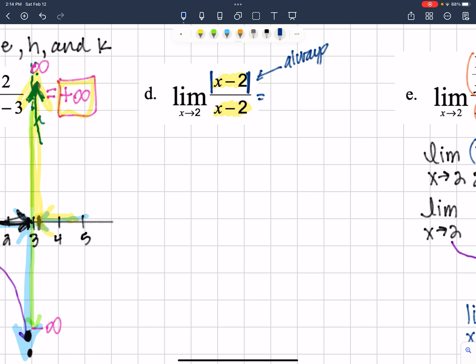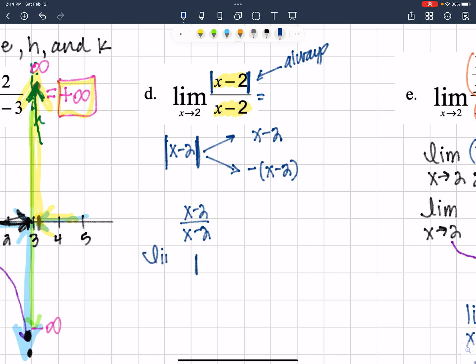So sometimes the absolute value of x minus 2 is exactly x minus 2, and sometimes it's the opposite of x minus 2. And that's because when I end up with a negative number, the absolute value makes it positive, okay? So when I've got that x minus 2 over x minus 2, I'm going to get a value of 1, and then I'll be finding the limit as x approaches 2 of 1.